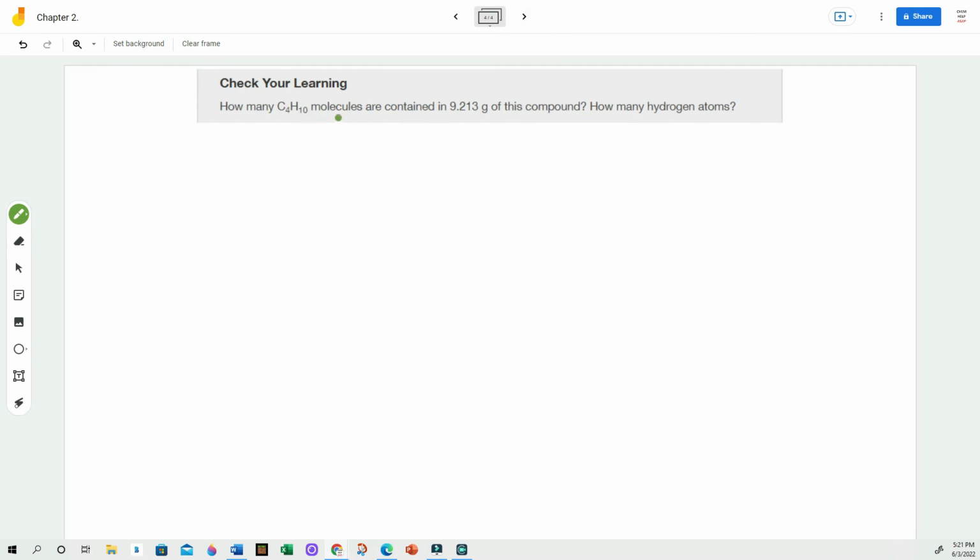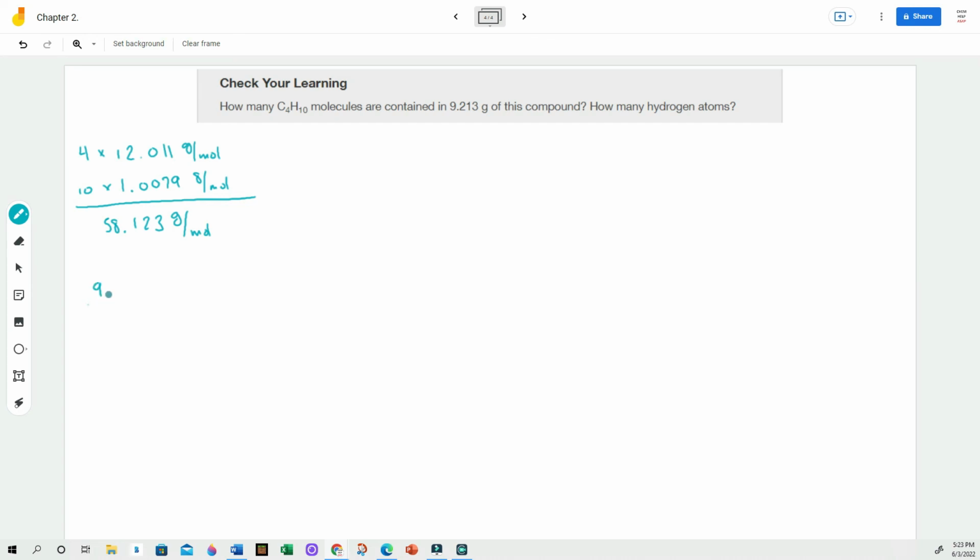How many C4H10 molecules are contained in 9.213 grams of this compound? And then how many hydrogen atoms? Okay, so what we need to do if we're going to go from grams to molecules is we are going to need the molar mass. Well, they gave us the molecular formula, so we are going to have to first calculate the molar mass. So let's do that. So I have 4 carbon atoms, and I have 10 hydrogen atoms. And that gives me a molar mass of 58.123 grams per mole.